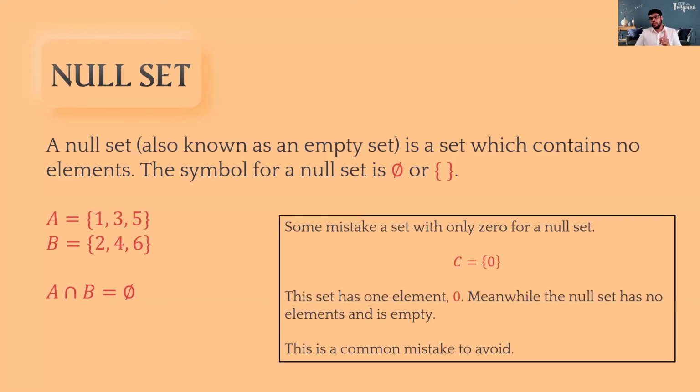Also, children, another thing to note is that some mistake a set with only 0 for a null set. This is a common mistake. This set has one element, the element 0. The null set has no elements. So if you have a set which has two curly brackets and a 0 in the middle, that is not a null set. That set has one element and that element is 0. But an empty set has nothing in it, so just the two curly brackets. So that's something to keep in mind.